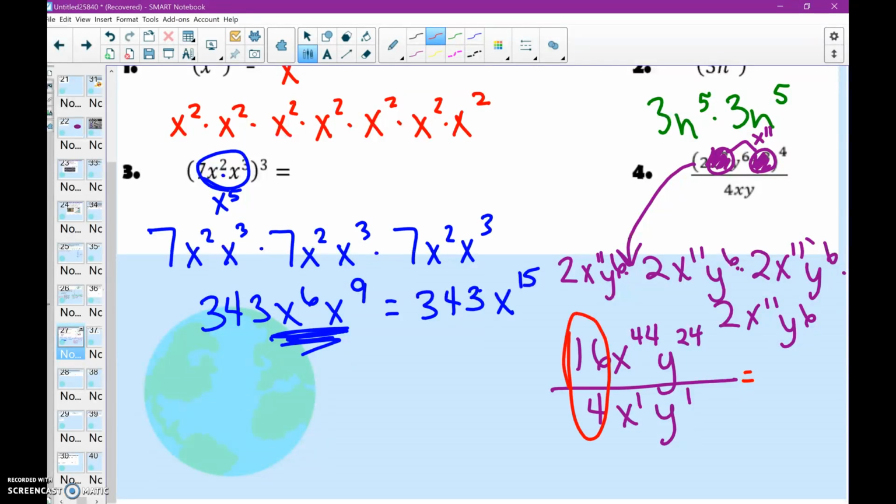So I have 16 divided by 4. Treat it just like normal. 16 divided by 4 is 4. I'm going to keep it on the top. And I now have x to the 44th over x to the first.